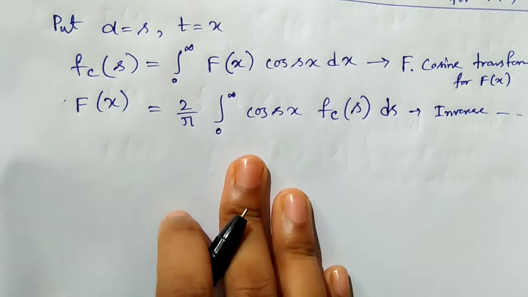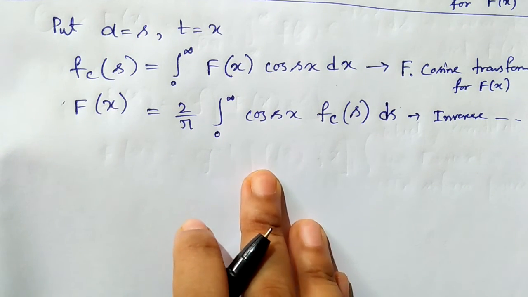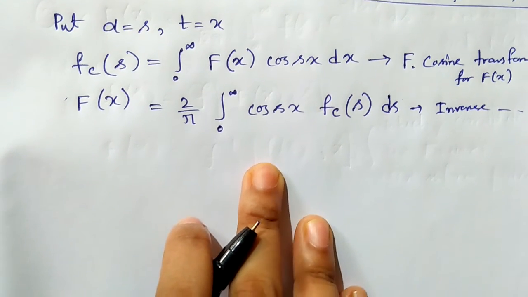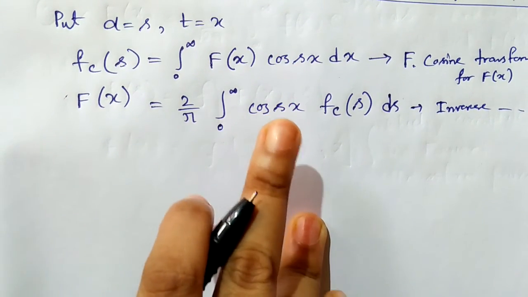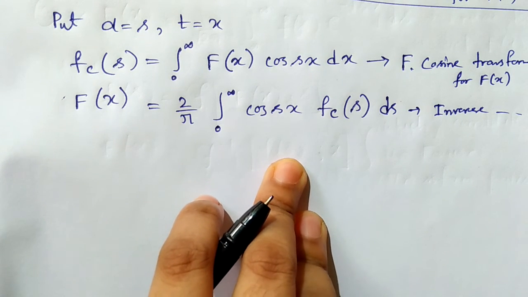So we have explained the Fourier sine transform and Fourier cosine transform formulas of the function capital F(x) and their corresponding inverses. In our next upcoming video, we shall discuss a more interesting topic.